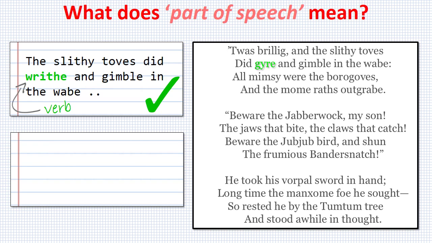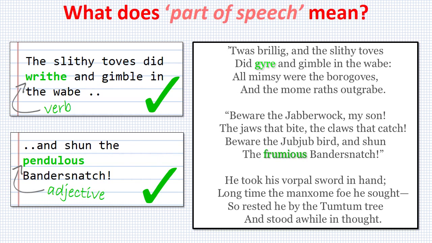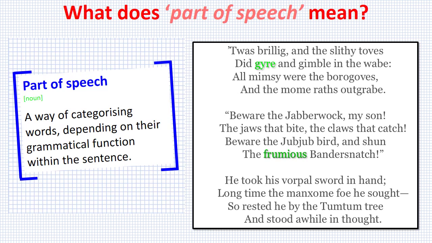In the second verse, the same is true for frumious. This is obviously an adjective and so has to be replaced with another adjective. That's why pendulous works, but malodor, which is a noun, doesn't. So part of speech refers to different categories of words in terms of what the word does in the sentence.